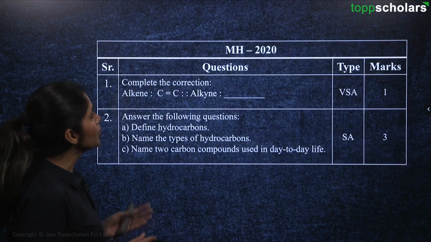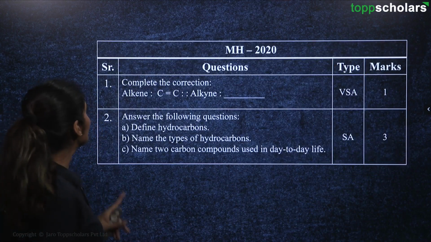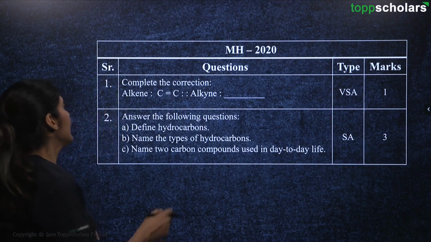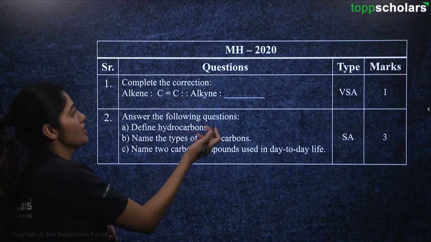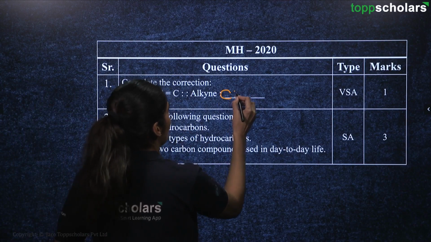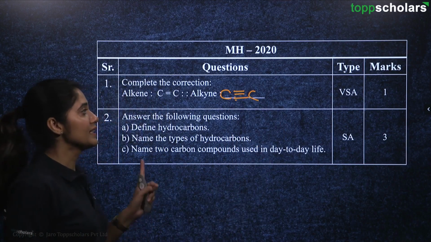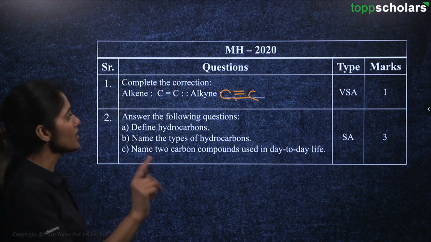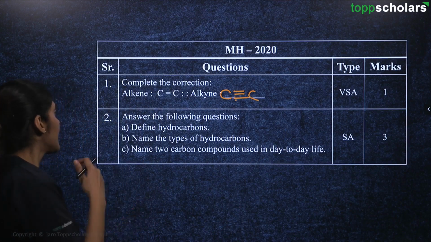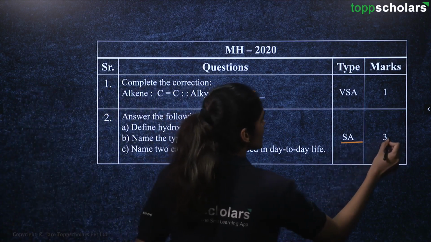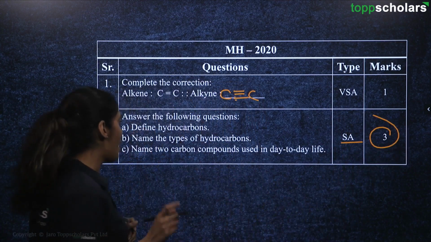Now, let's move on to the year 2020. Here, complete the correlation. So, alkene is double bond, alkyne would be what? Triple bond, right? It's a very short answer type question which carries 1 mark. Now, the next question from 2020 is a short answer type question but carries 3 marks.